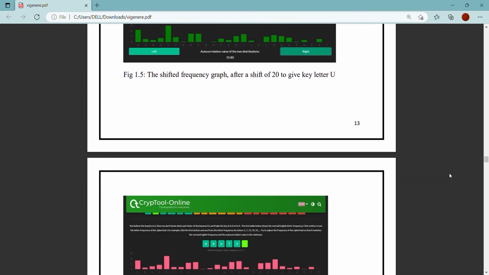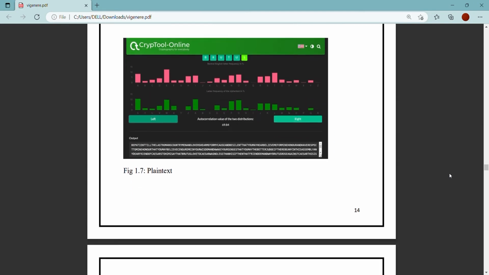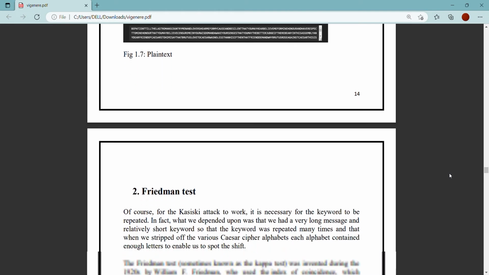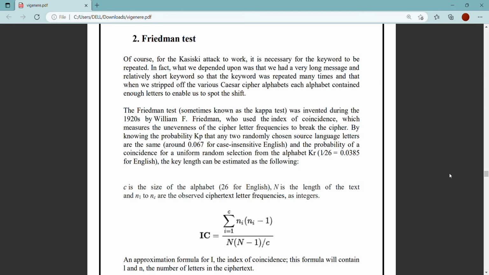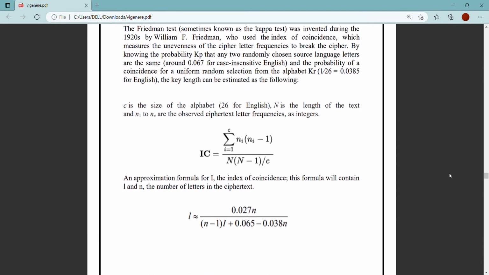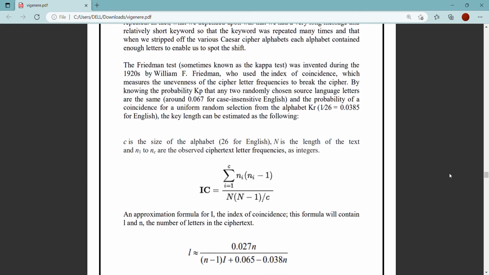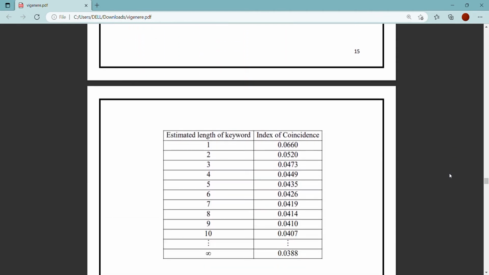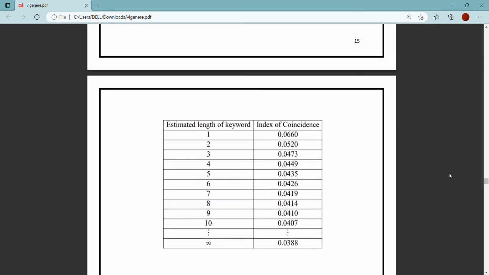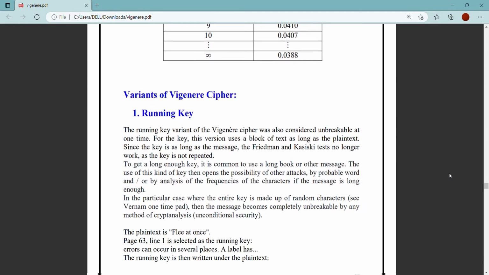frequency analysis. The second method to find the length of the key is the Friedman test, where you first calculate the index of coincidence by the given equation. Here C is the size of the alphabet, N is the length of the text, and N1 to Nc are the observed ciphertext letter frequencies. Once you find the index of coincidence, you then find the length of the key by the formula given here. This table here gives the estimated length of the keyword and its corresponding index of coincidence.